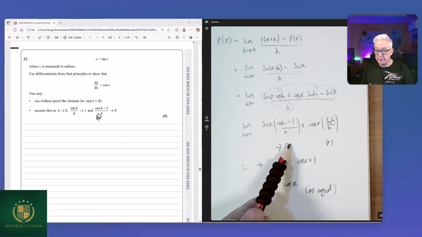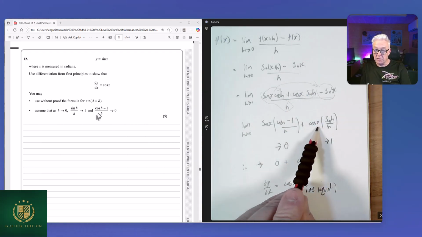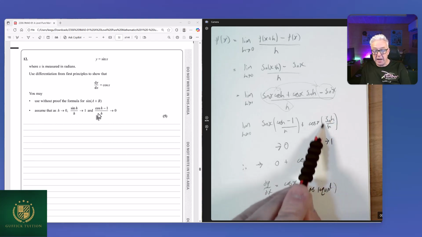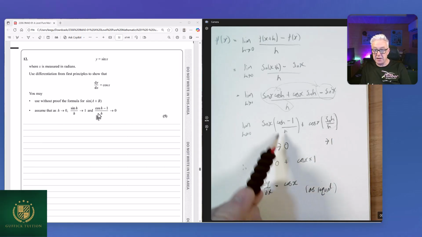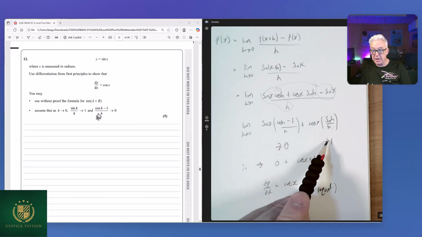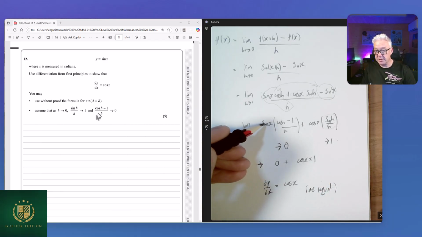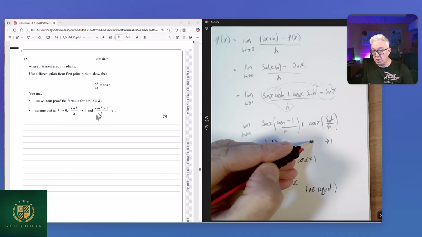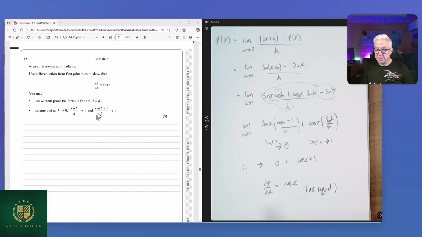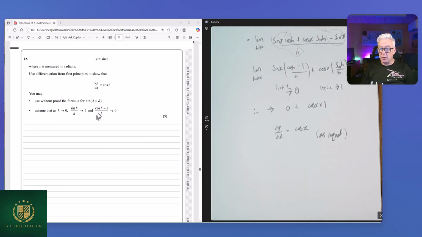Now the remaining part that we've got here is cos x sine h over h, and again the question tells us that sine h over h tends to 1. So we can now say that this tends to 0 and this tends to 1. Okay, so therefore we're going to have that the limit as h tends to 0 is sine x times 0 plus cos x times 1. So that's going to go to 0 plus cos x times 1, which is cos x. So therefore dy by dx is equal to cos x as required.